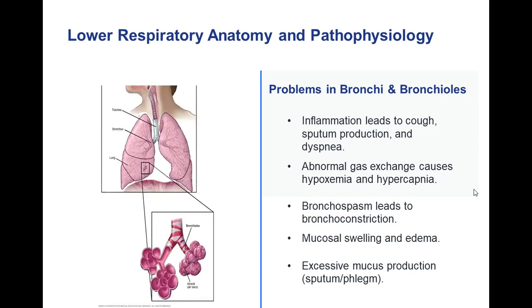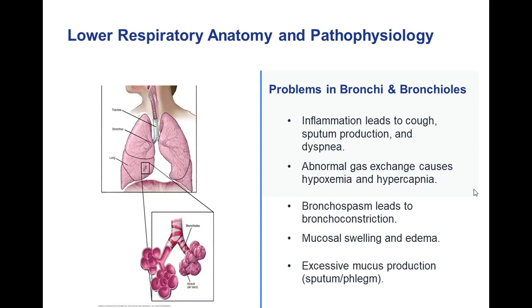Second, bronchospasm can also narrow the airway via bronchoconstriction, which is a key component of an asthmatic attack. Third, the airway wall itself undergoes mucosal swelling and edema, and there is excessive mucus production, further plugging the tiny airways. Ultimately, all these factors impair gas exchange as air can't easily reach the alveoli.